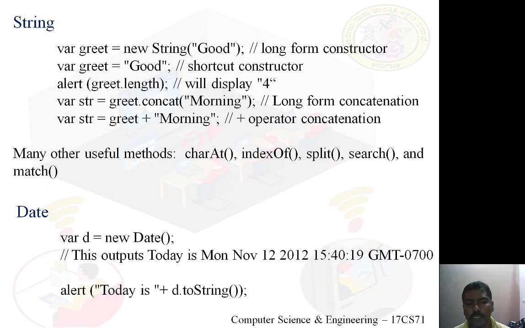And the next object is Date. Date I've used in earlier slides. It's used to know the current date and current time. A new Date object is created and its reference is copied to variable d. The content that will be copied is something like this output. Assume that today is Monday, November 12, 2012, 3:40 p.m., 19 seconds. This is the output you are going to see.